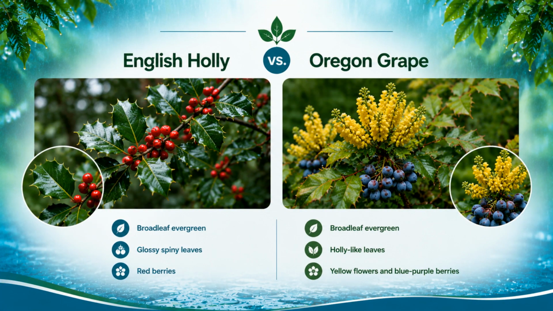English holly and Oregon grape can be confusing because both have glossy, spiny, holly-like leaves. But there are important differences. English holly is known for its red berries and classic holly appearance. Oregon grape has yellow flowers, followed by blue or purple berries. Oregon grape is also a Pacific Northwest native and is commonly used in naturalized or low-maintenance landscapes. Memory clue: holly has red berries. Oregon grape has yellow flowers and blue-purple berries.